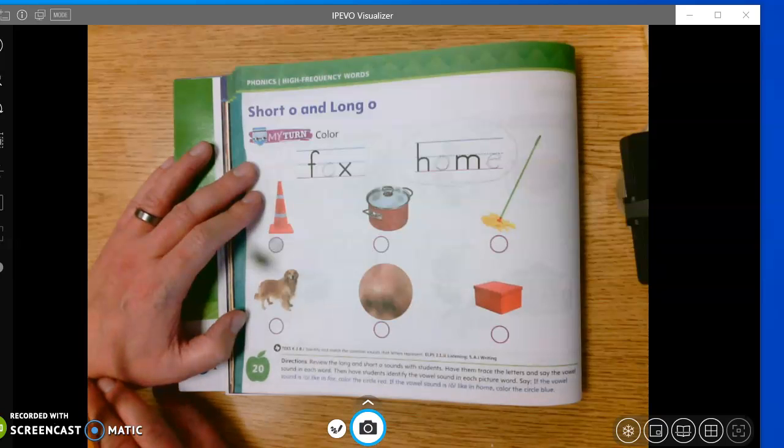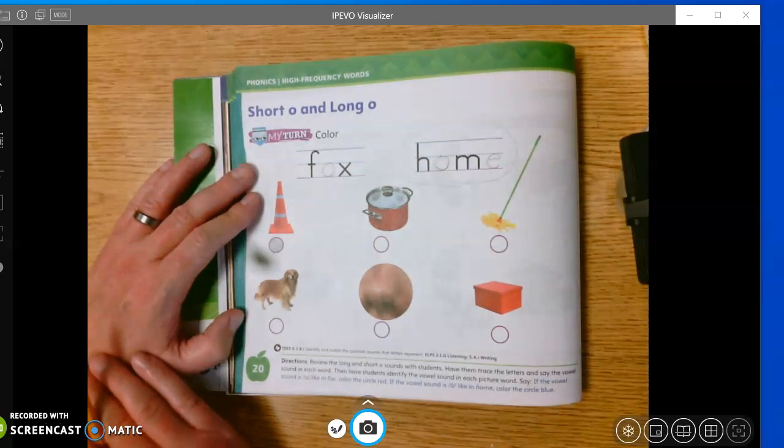How about the next one? That is a mop. Let's split it apart. M, ah, p. Is that long O sound or short? That is short O sound. We leave that one alone.